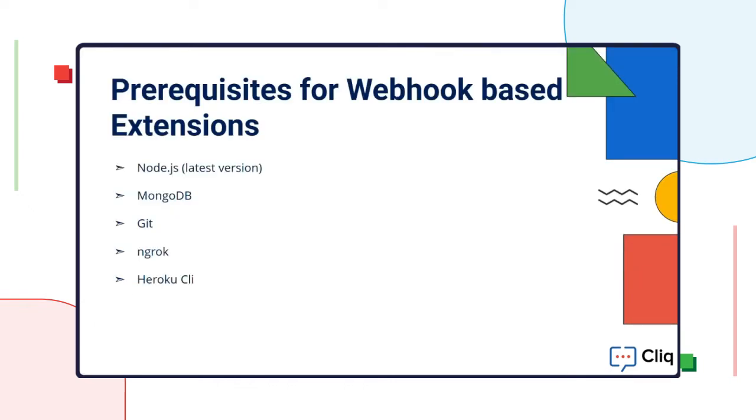Let's learn how to build such an extension now. It should be noted that there are some prerequisites for creating a webhook-based extension in Cliq, and you should have the latest version of Node.js installed in your PC. You should also have MongoDB, Git, ngrok, and the Heroku CLI installed in your PC as well.